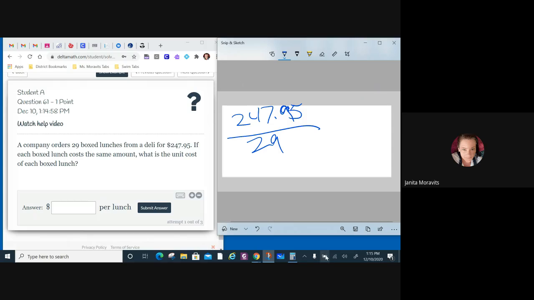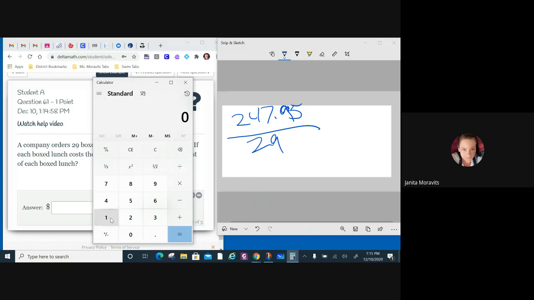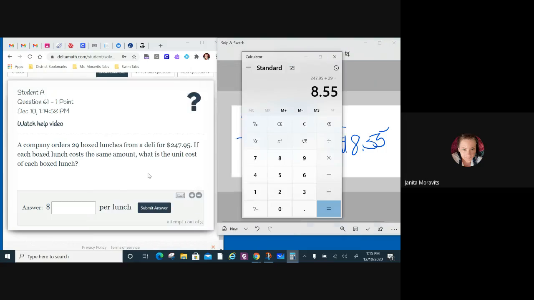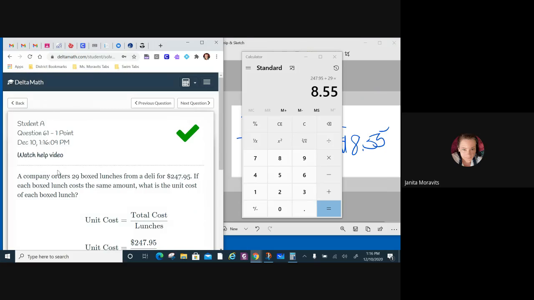All right, so let's use our calculator, or you can divide it out. That's absolutely fine. All right, we have 247.95 divided by 29. That would mean that they are paying $8.55 for each lunch. So let's go here. I'm going to say 8.55, $8.55 per lunch. That's how much the unit cost is, the unit rate. And there we go. That's all we needed.